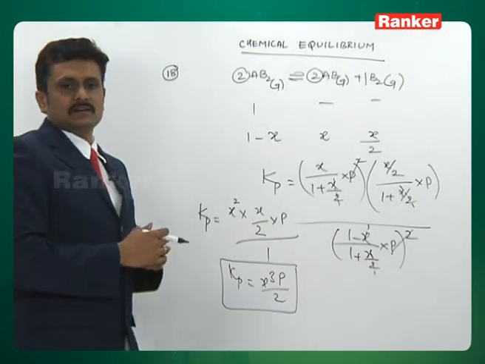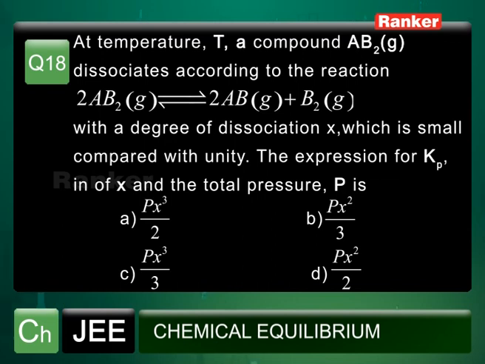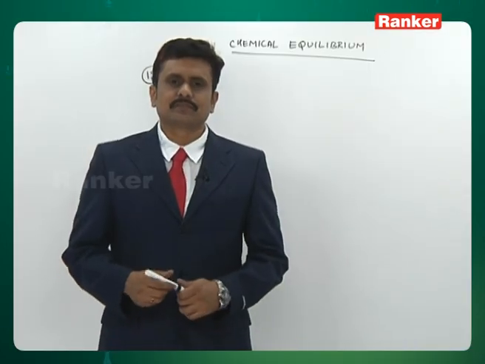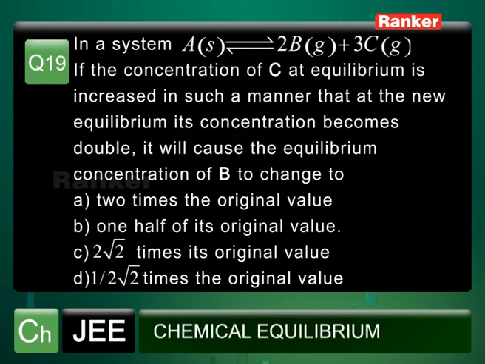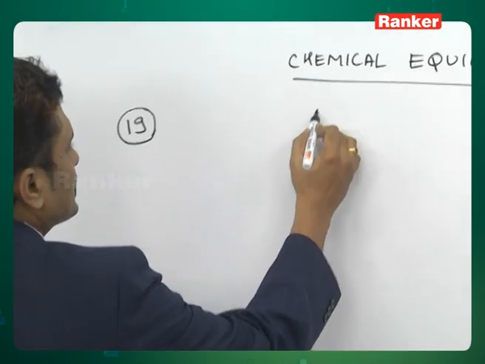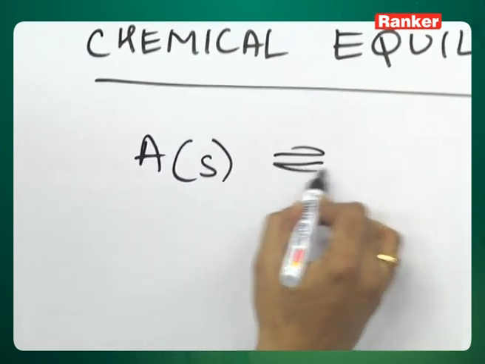Now the correct answer for this question is option A as per this. We have an equilibrium system, and if the concentration of C at equilibrium is increased in such a manner that at the new equilibrium its concentration becomes exactly double, then it will cause the equilibrium concentration of B to change too. I mean to say, first you need to write the concerned equilibrium reaction in such a case.